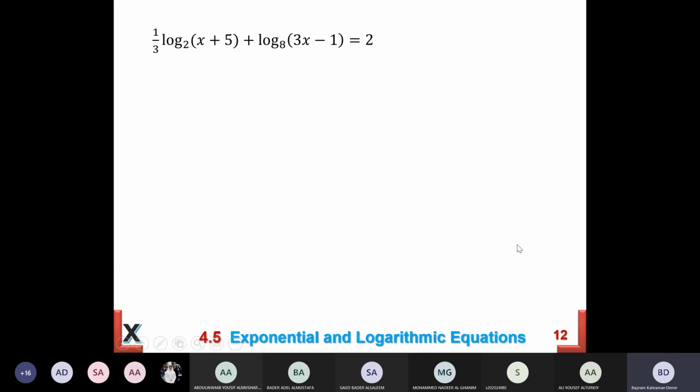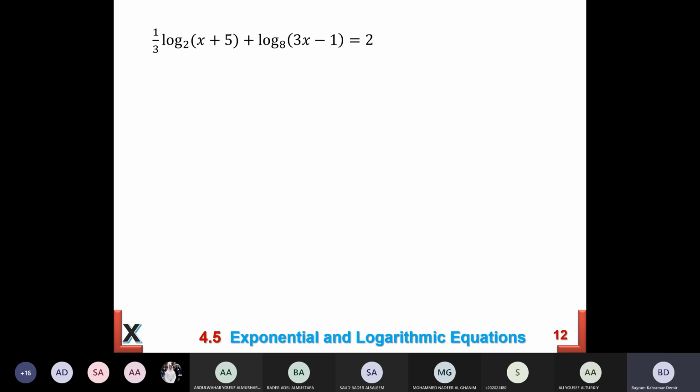Right. Today we're going to solve a couple of the exercises from logarithmic equations and exponential equations, and then we'll start the new chapter 5, inshallah, 5.1.